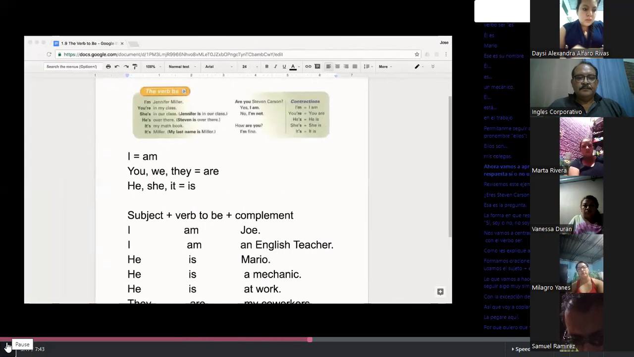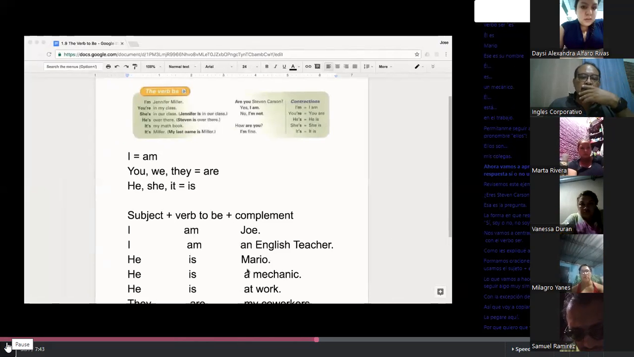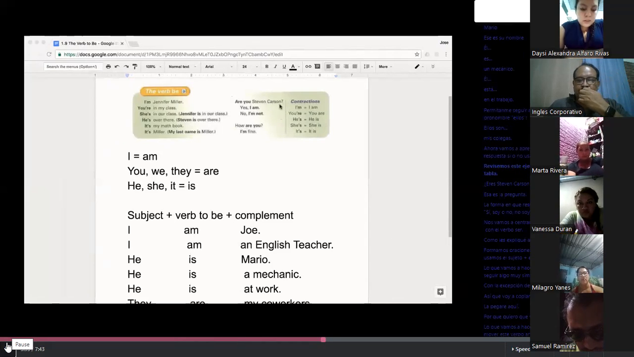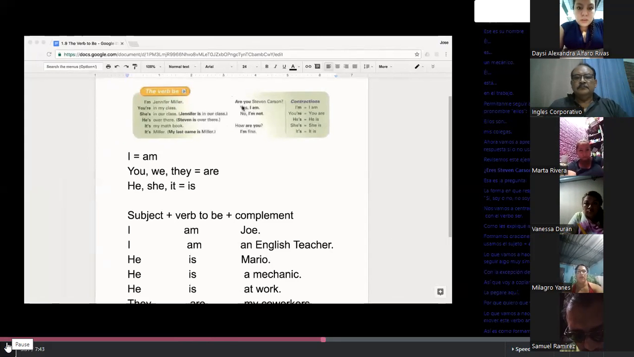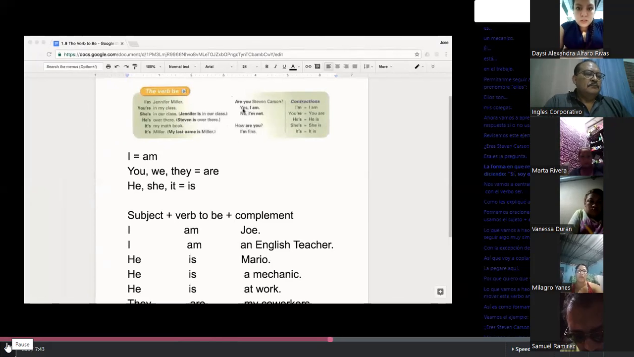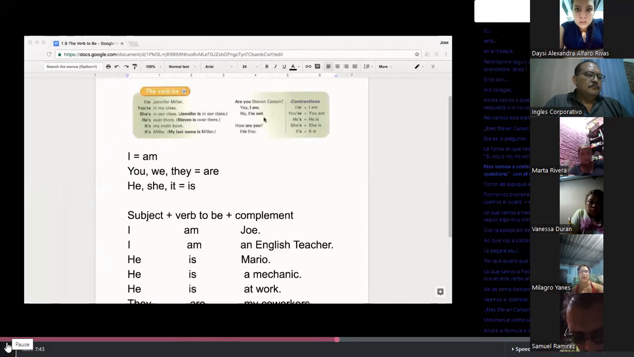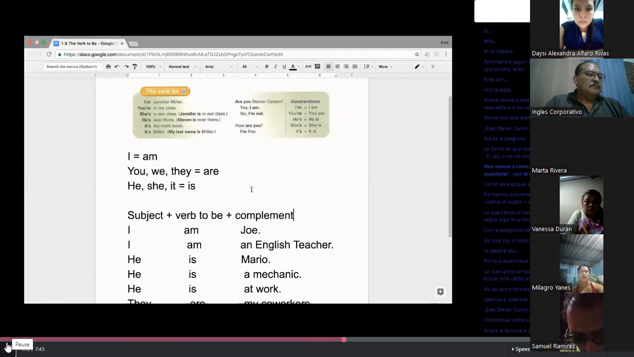Now let's learn how to form yes or no questions using the verb to be. Let's look at this example that you see here on this chart. Are you Stephen Carson? That's a question. The way you respond to that question is by saying, yes, I am, or no, I'm not. Then there's one last question there. How are you? We're going to focus on forming these yes or no questions using the verb to be.